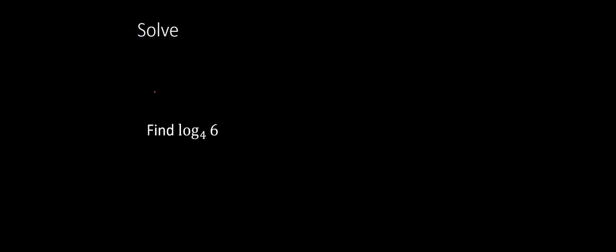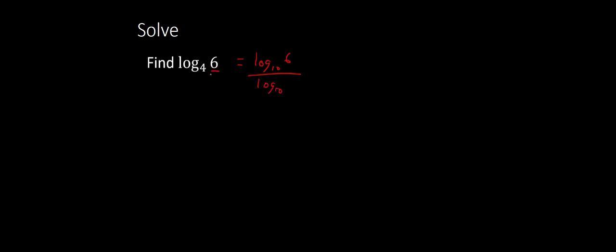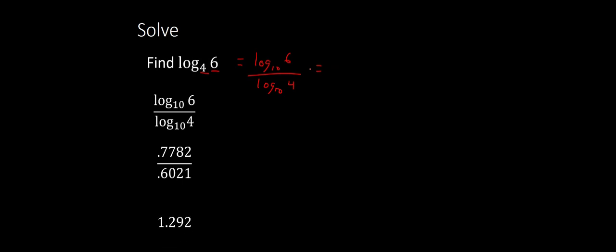So for example, here we have log base 4 of 6, and we want to solve using our calculator. We want to get an actual number answer back out. Well, what I can do is change the base to a base 10 so that my calculator can find the solution. So to convert into a base 10, I take log base 10 of this number and then divide by log base 10 of this number. So log base 10 of 6 over log base 10 of 4. And when I do this, I get 0.7782 over 0.6021, which would give me 1.292.